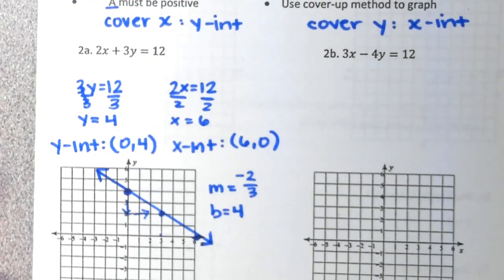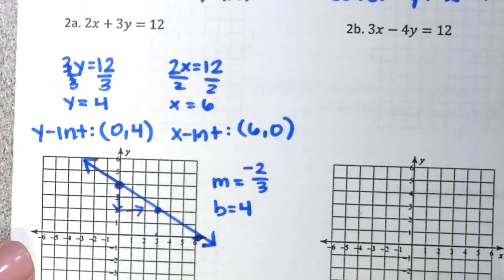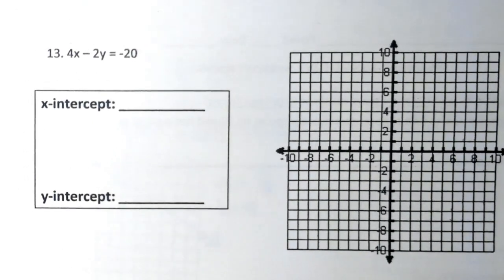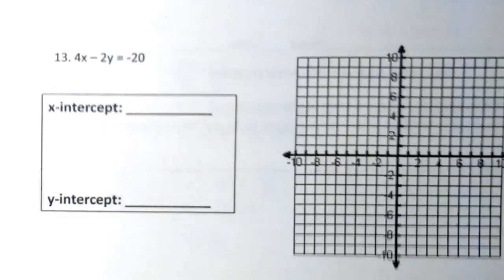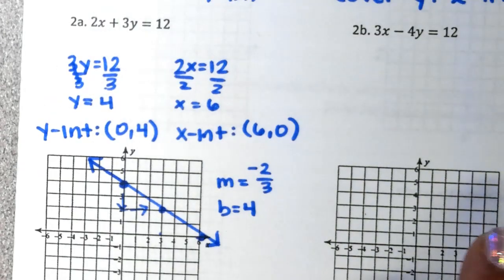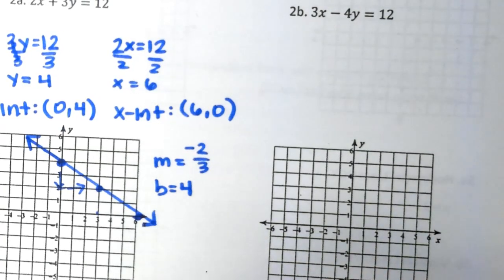All right? The reason I do the cover-up method, and you're going to see in just a minute, is because I might give you a question like this and say, what are the x and y intercepts? Am I asking for slope or... So you can just do the cover-up method like that. Okay? So before we do that one, I want you to do 2B on your own. Go.